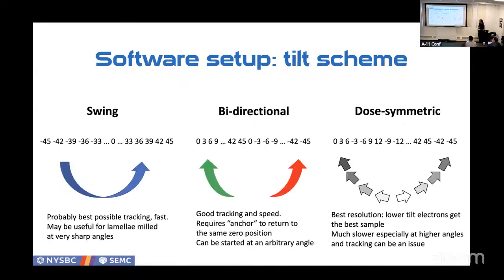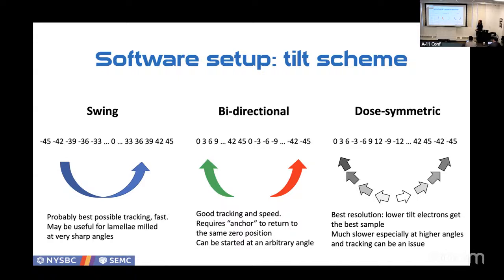Finally, let's talk a little bit about the tilt scheme. Nobody uses these anymore, really, the swing and bidirectional. You still can. If you want to collect some data really, really fast, you can do swing. So you start at, say, -45, and you collect without stopping all the way to 45 degrees. If you really want to go for speed, you get very good tracking, but you're starting at a very high angle, it means you're going to be looking at a very thick sample, and your high resolution information will be going through much bigger ice than it should be. So this is not a good idea.